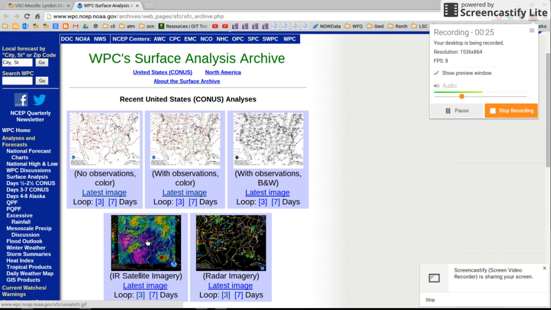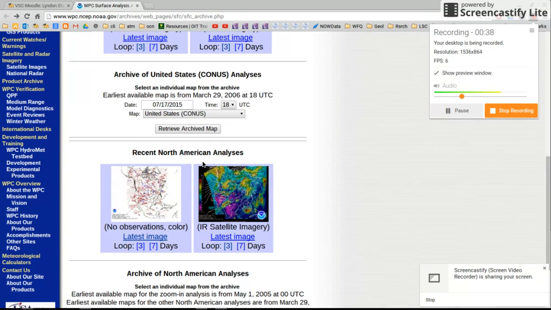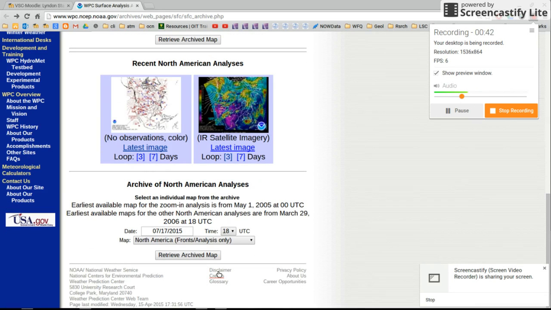This actually shows infrared satellite imagery along with the weather systems. And this shows radar imagery, so you can look at precipitation that's been going with these weather systems. If you scroll down on this site, you can see that there are maps of all of North America. And at the very bottom, there's an archive of North American analyses that goes back several weeks, several years.